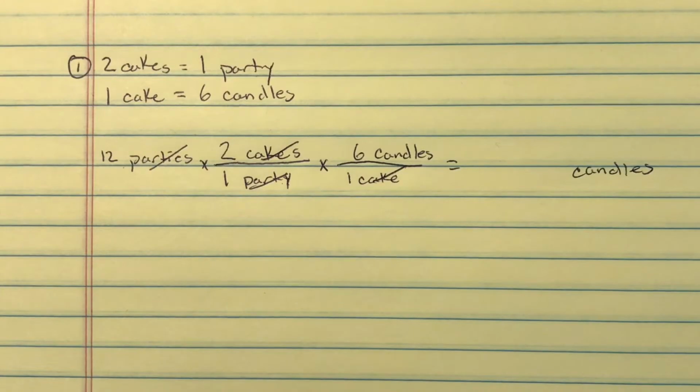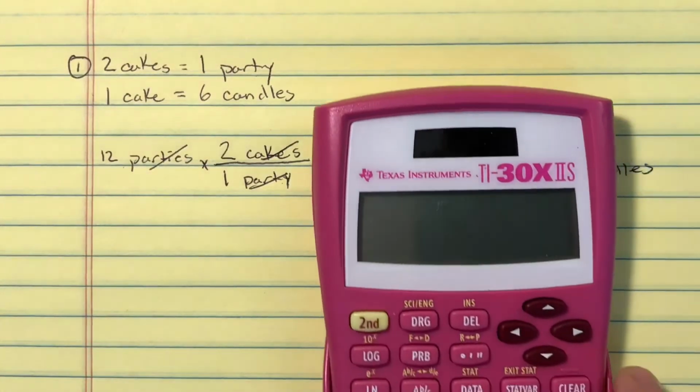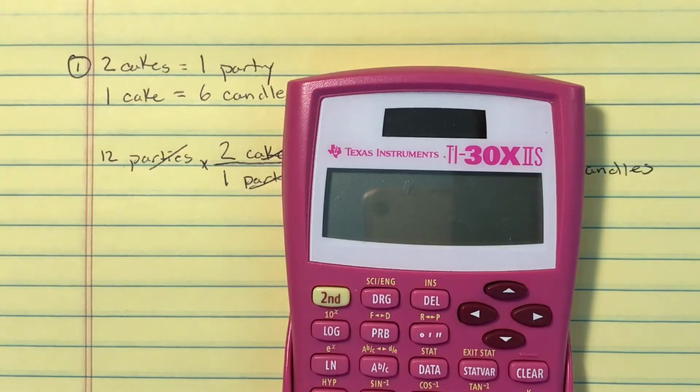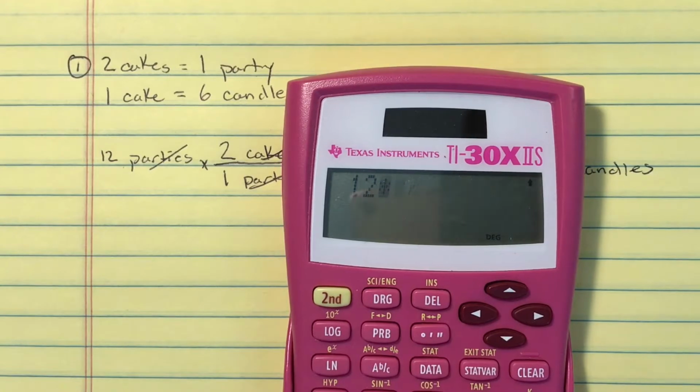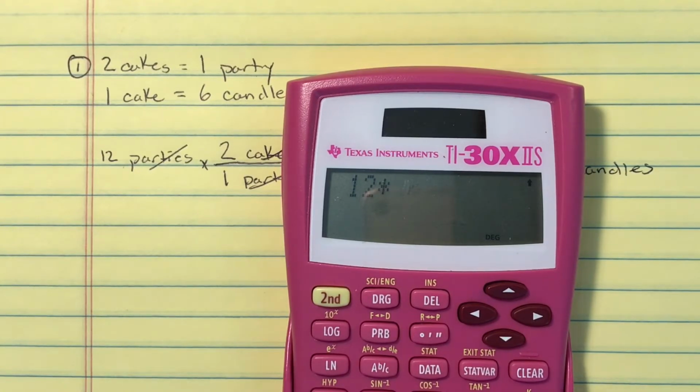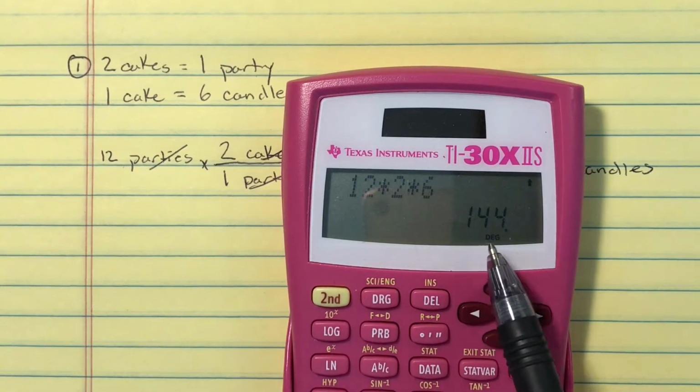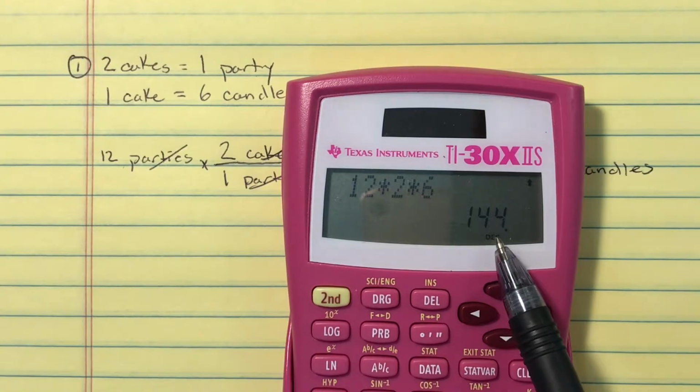Well, 1 times 1 is 1, so we're not going to worry about it. So you're simply going to put it into your calculator. The reason I'm going to show you how to do this every time is that there are going to be times where you need to use parentheses, and if you don't use parentheses, it will dramatically change your answer. So we put in 12 times 2 times 6, and then I hit equal. And you can see our answer here is 144.